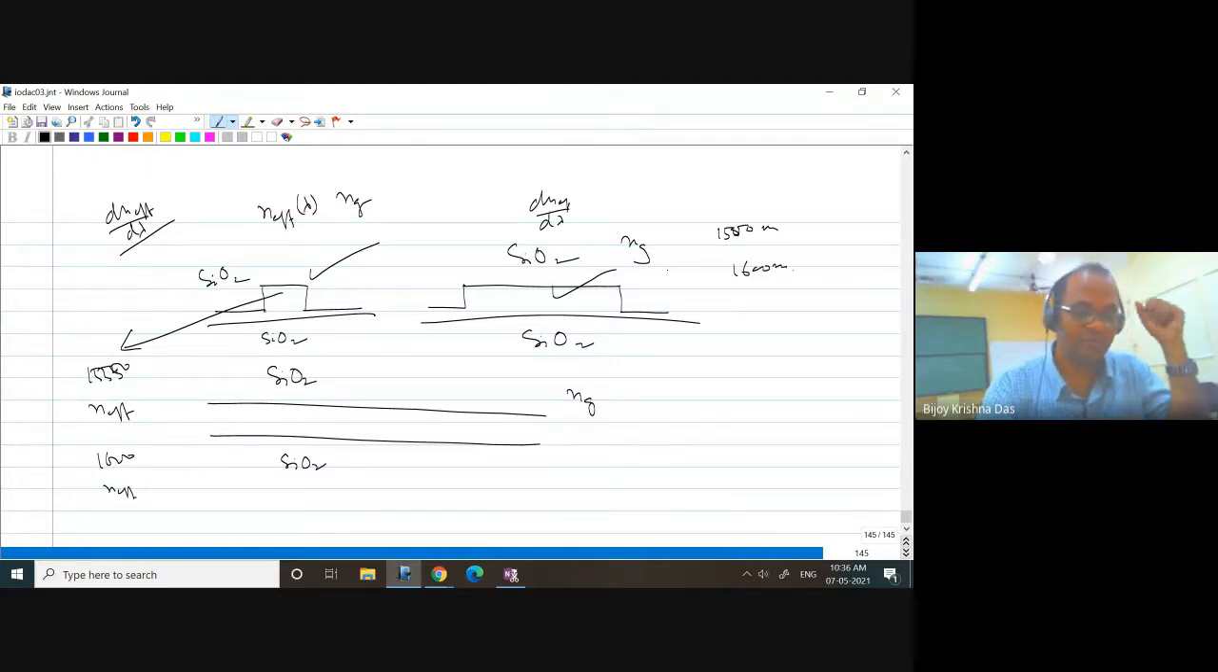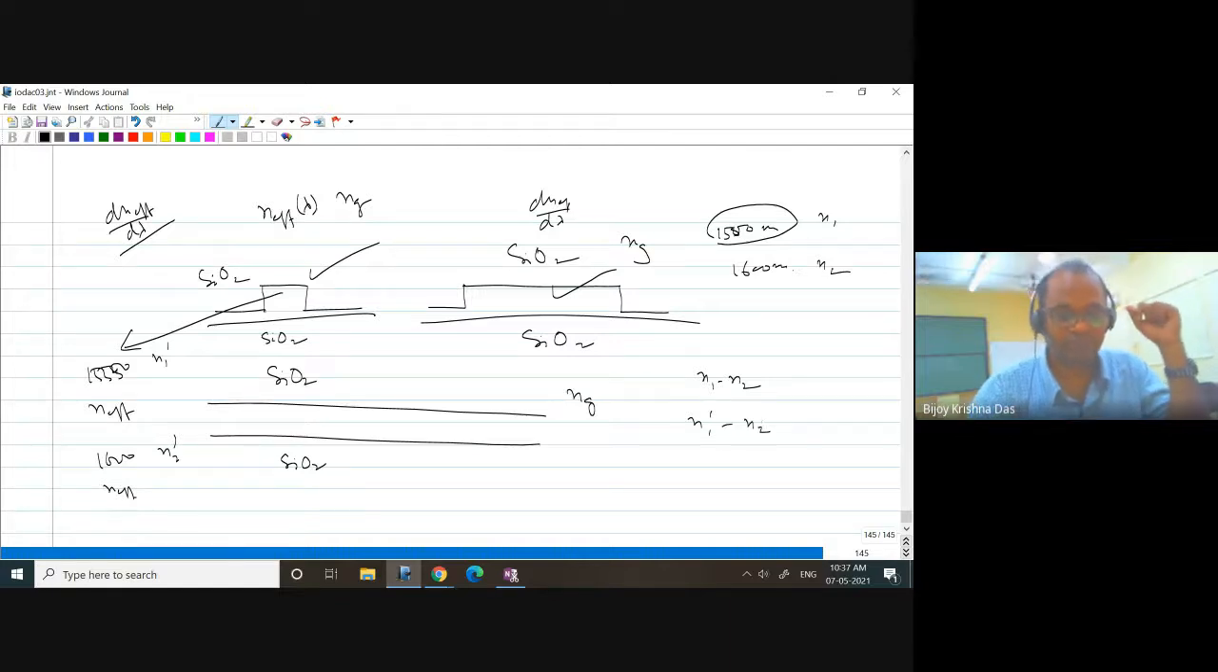Just consider these two. Suppose I know the effective index at 1500 nanometer, and then I am calculating at 1600 nanometer. So here I am calculating N1, here I am calculating N2. And here I am calculating N1 prime, and here I am calculating N2 prime. Now can you tell me, N1 minus N2 and N1 prime minus N2 prime, which one will be larger?